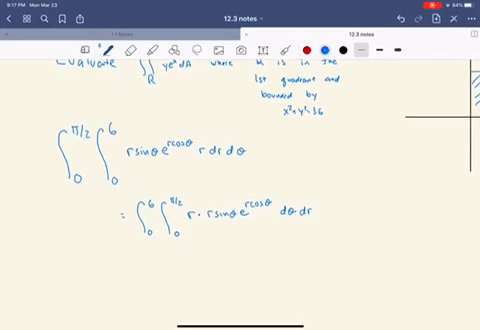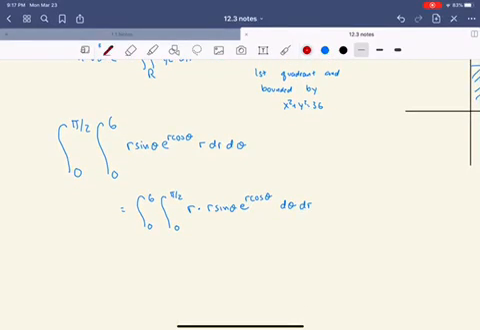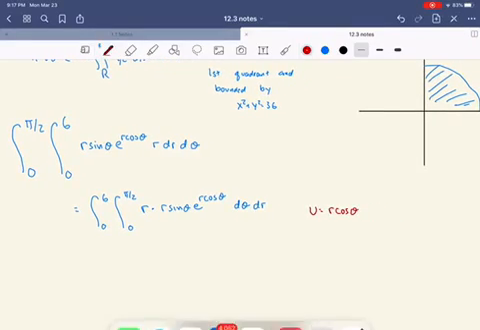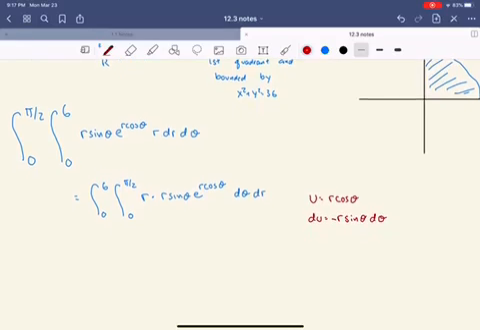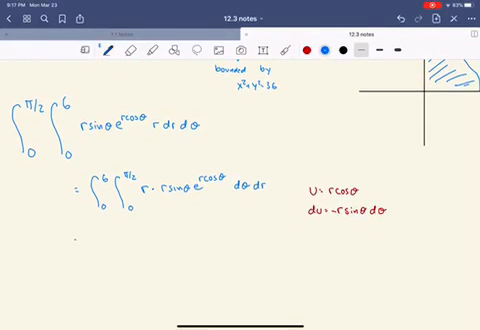Because what I'm going to do is a substitution. I'm going to say u equals r cosine theta. du is then r sine theta, well, it gets a negative sign, d theta. So our integral becomes, well, we get a negative sign, from 0 to 6. When theta is 0, cosine theta is 1, so we get r on the bottom limit and 0 on the top limit.